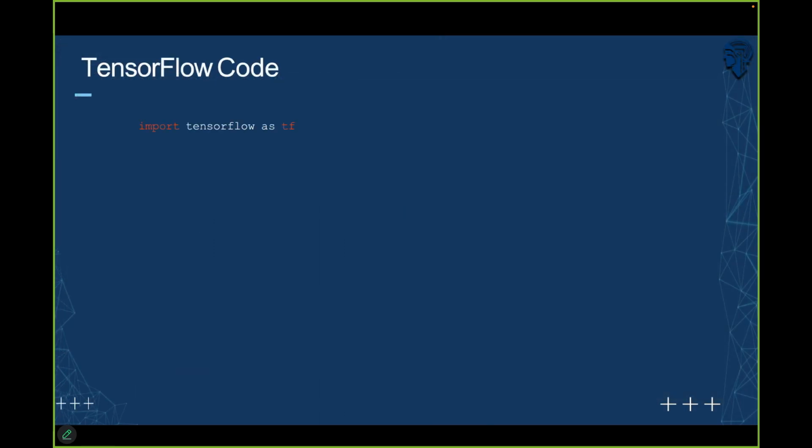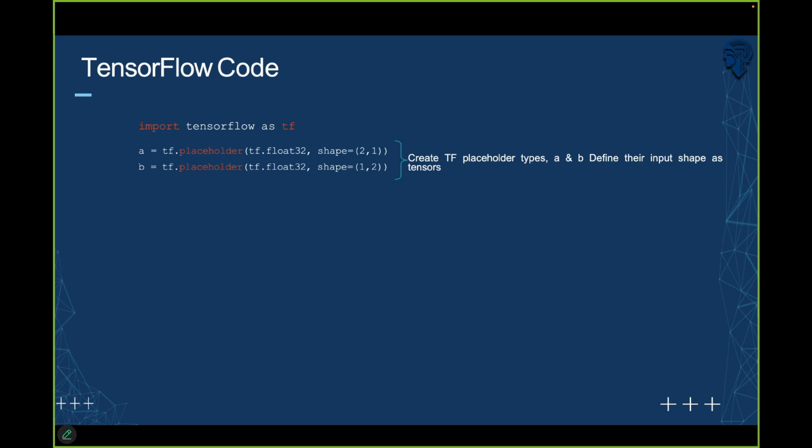TensorFlow code, you start with importing. Import tensorflow as tf. Then create tf placeholder types, for example A and B in this case. Define their input shape as tensors. So A is tf.placeholder with the data type float32 and the shape. This is another placeholder, data type, and the shape. Then matrix multiplication, this is tf.matmul, that is a matrix operation.